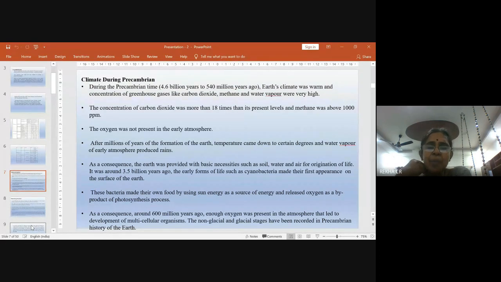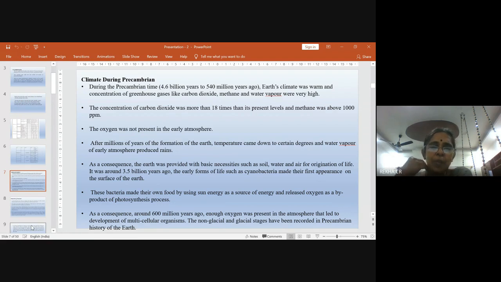After a number of years, the temperature came down to certain degrees, and water vapor of the early atmosphere produced rains. As a result, the Earth was provided with the basic necessities such as soil, water, and air for the origin of life.